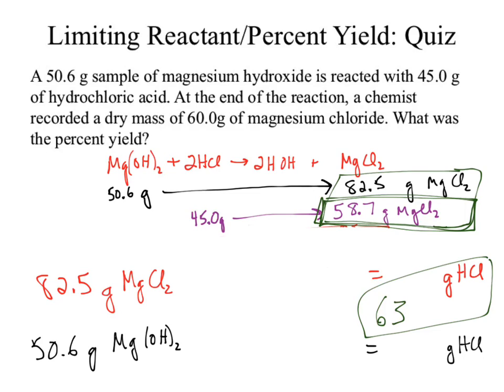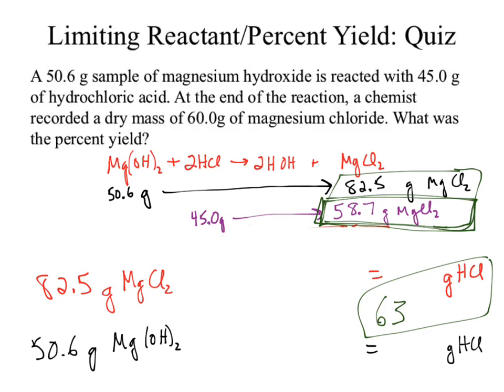63 grams. How much hydrochloric acid do I actually have? 45 grams of hydrochloric acid. This is why we can't use the 82.5 grams as our theoretical yield, because I can't make that with only 45 grams of hydrochloric acid. I need 63. So when we did the comparison between those numbers and picked the smaller of them, it's because I can't possibly make the 82 because I don't have enough hydrochloric acid.